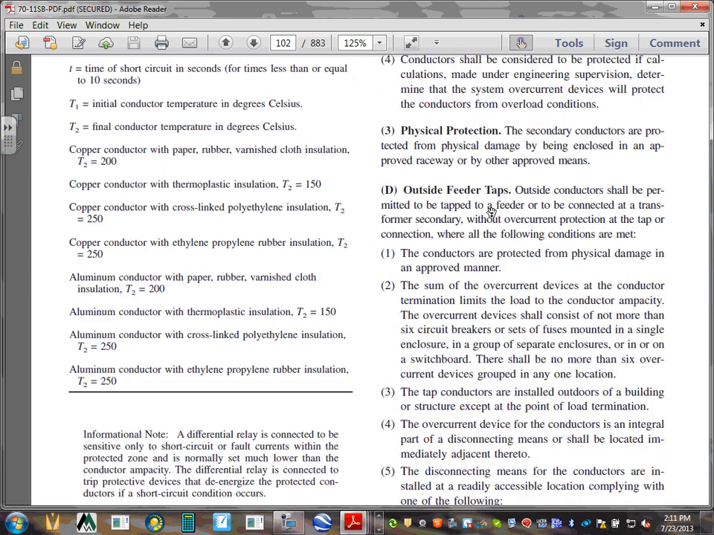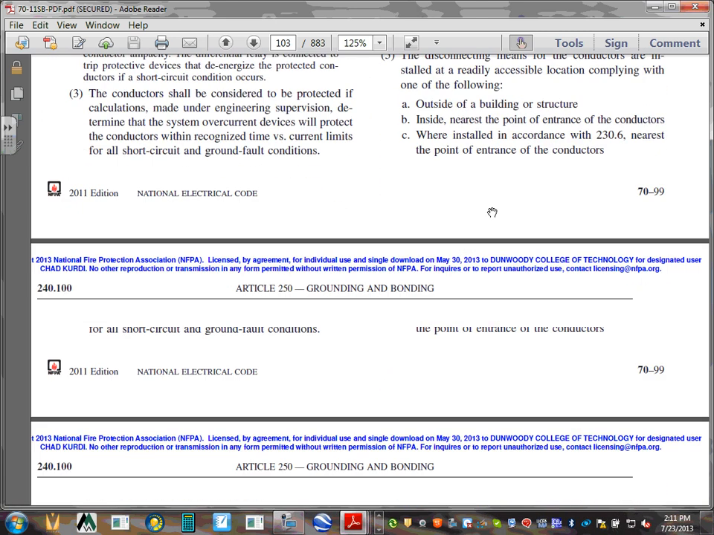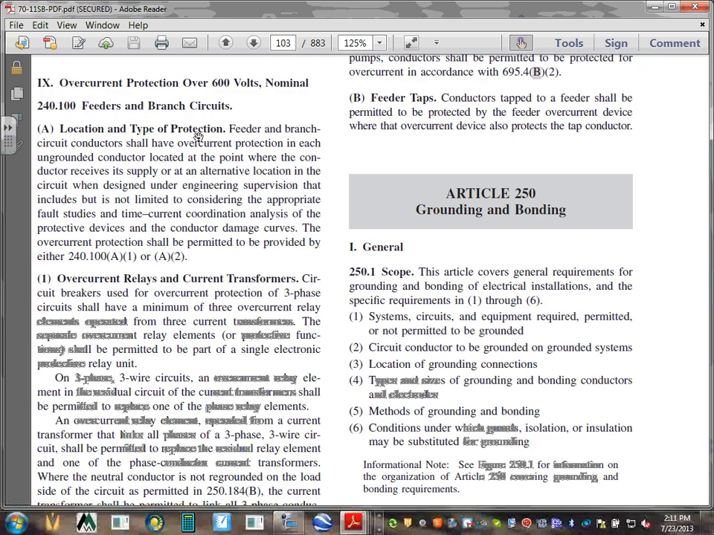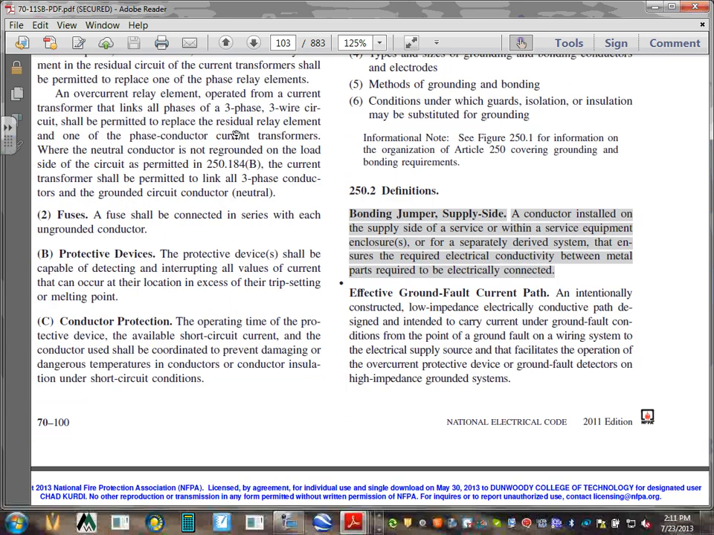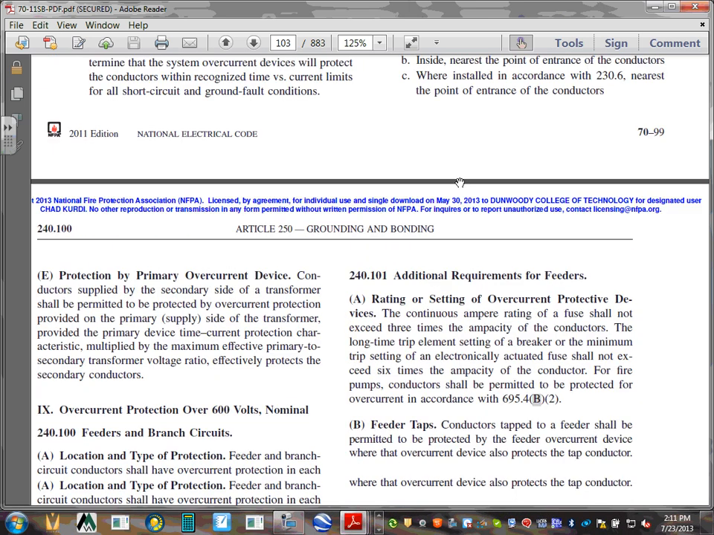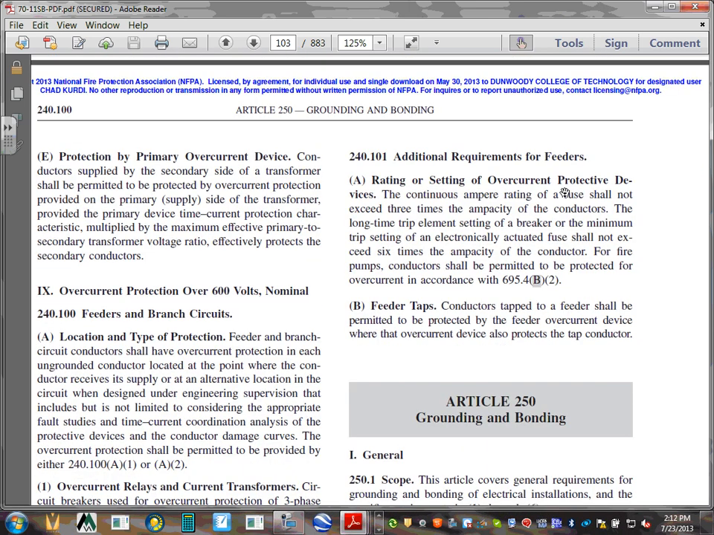So the last one I'm going to do on these is, do you guys do over 600 volt? Over 600 volt, the way they protect the conductors is really interesting. Rating or setting of overcurrent protection device. So suppose I have a medium voltage 13.8 feeder and I need to size the overcurrent protection device. Very clear. If you read through that one, it says the long time pickup element setting of the breaker or the trip setting of the electronically fused shall not be more than 6 times the ampacity of the conductor.